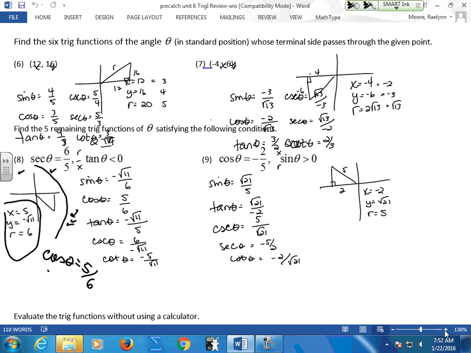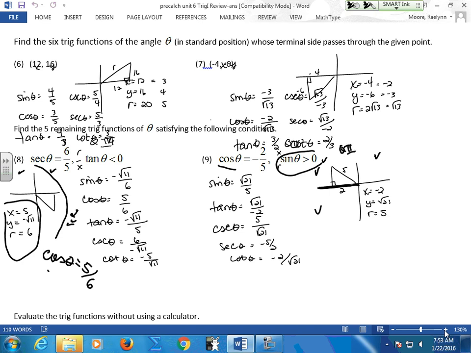This guy, where is cosine negative? Cosine is the x. Just come to the x-axis. Where is x negative? Here and here. Don't even think all students take calculus. Use your xy axis on this. Cosine's negative here and here. Where is sine positive? They're all positive in 1, and this guy's positive in 2. So you're going to be in quadrant 2.